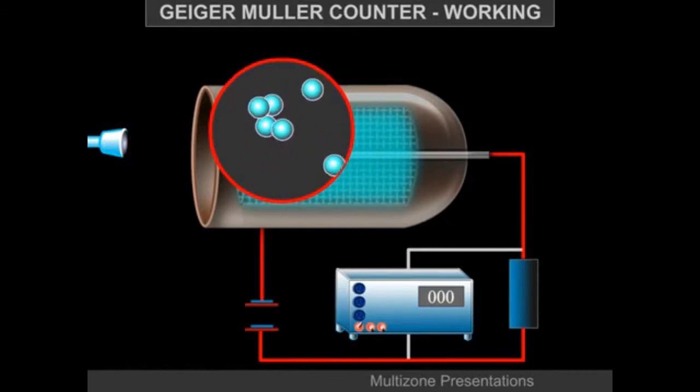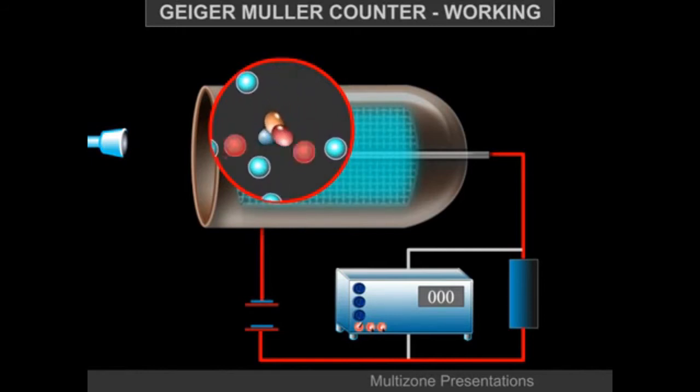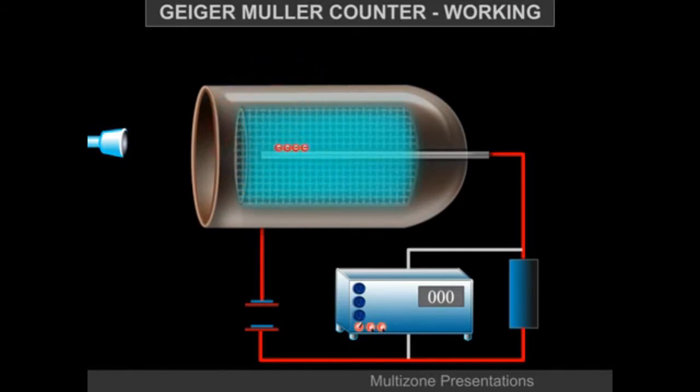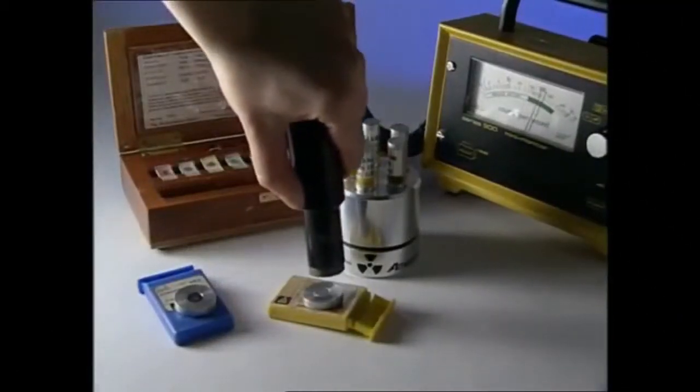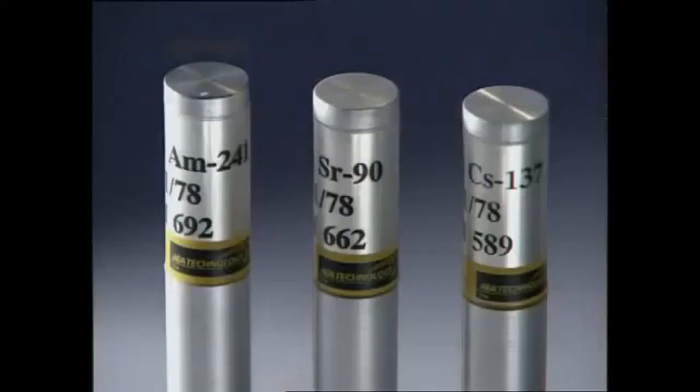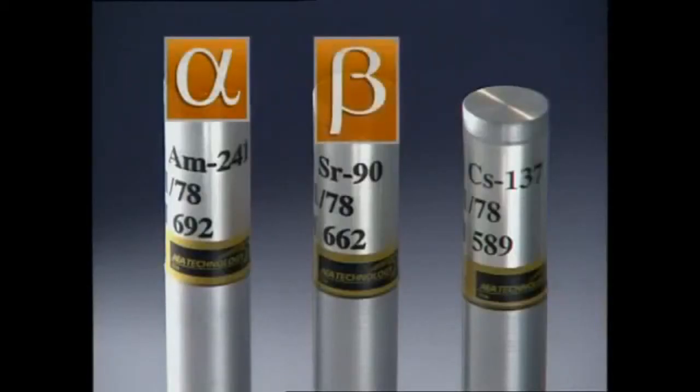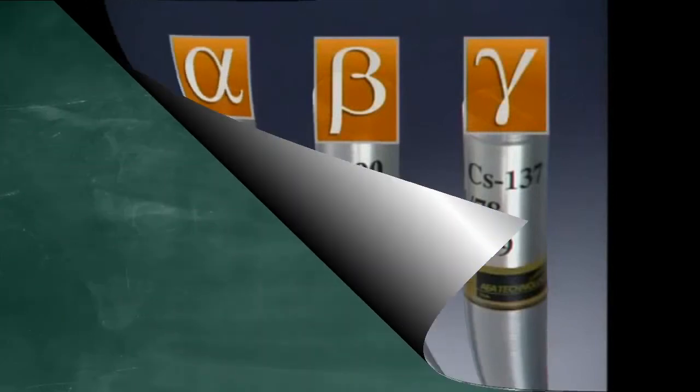Ionizing radiation passes through a mica window, which allows the radiation through but prevents the argon gas at low pressure from escaping. Radiation hits the gas and produces ions, which get attracted to the anode and the cathode, producing a small electrical signal. There are 3 different types of nuclear radiation: alpha, beta, and gamma.